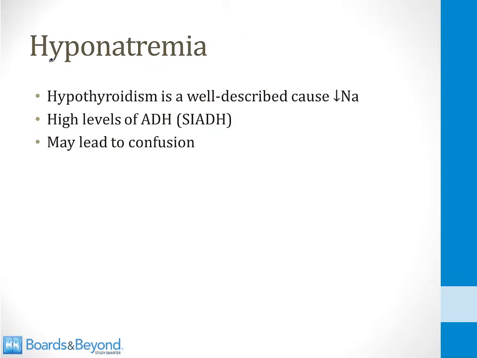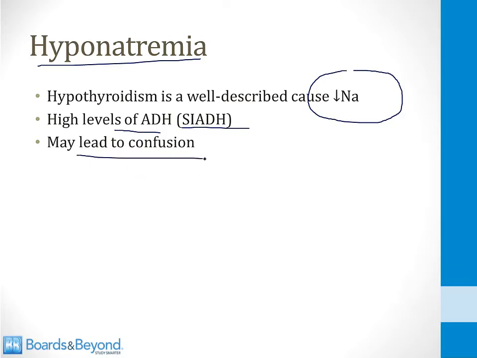In addition to elevated levels of CK, you can also often see hyponatremia in patients who are hypothyroid. Hypothyroidism is a well-described cause of low sodium levels. The mechanism is believed to be increased secretion of ADH. This is an example of the SIADH syndrome, and the low levels of sodium are one of the factors that can lead to the confusion that is often seen in patients who are hypothyroid.